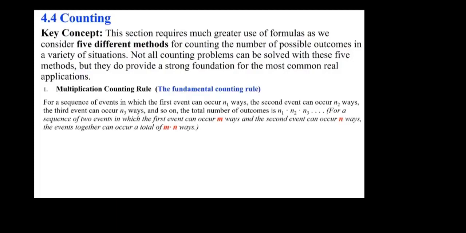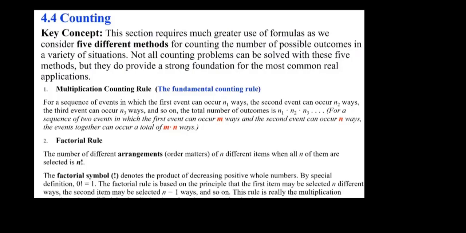For a sequence of events in which the first event can occur n1 ways, the second event can occur n2 ways, the third event can occur n3 ways, and so on, the total number of outcomes is n1 times n2, etc. For a sequence of 2 events in which the first event can occur m ways and the second event can occur n ways, the events together can occur a total of m times n ways. So that is known as the fundamental counting rule, or multiplication counting.